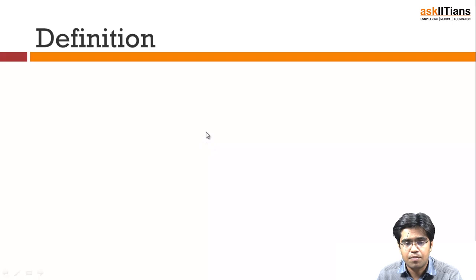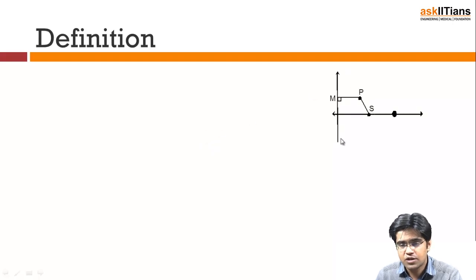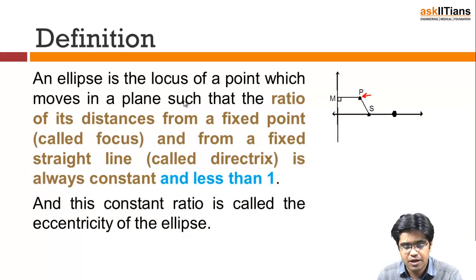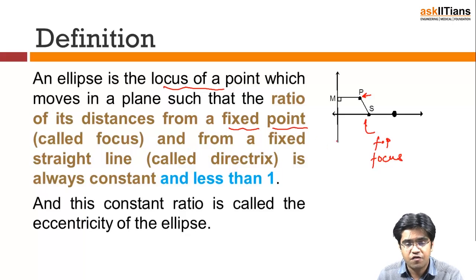Now let's see the mathematical part of it. Suppose that there are two perpendicular lines and we have a point P. Now this point P is the variable point, this point is going to move. Now what the definition says is that ellipse is actually the locus of this point P, which moves in a plane such that the ratio of its distance from a fixed point, remember fixed point, S is our fixed point, which is known as focus, and from a fixed straight line, this straight line is fixed, we call it directrix.